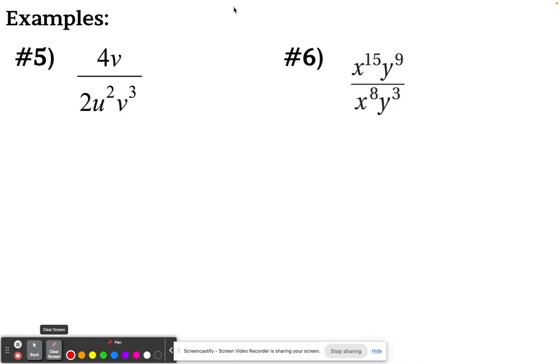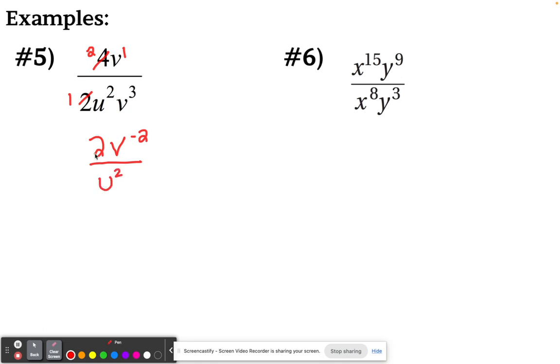As you can see, we're getting progressively more complicated. I can simplify this fraction, 4 over 2, to a 2 over 1. I don't have any u's on top, but I have v to the 1st power minus v to the 3rd power. That gives me v to the negative 2 power. So I'm going to have 2 v to the negative 2 power over u to the second power.